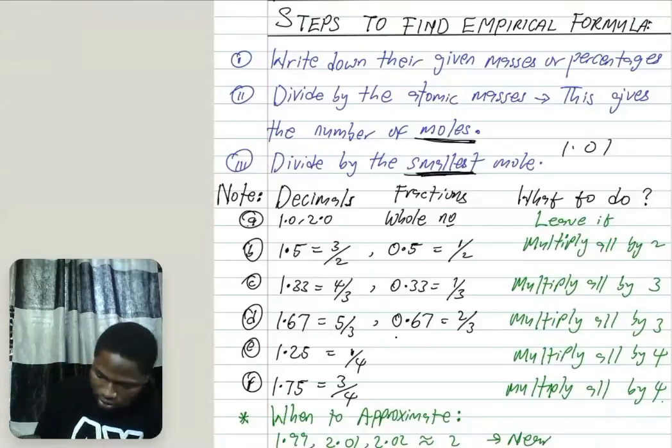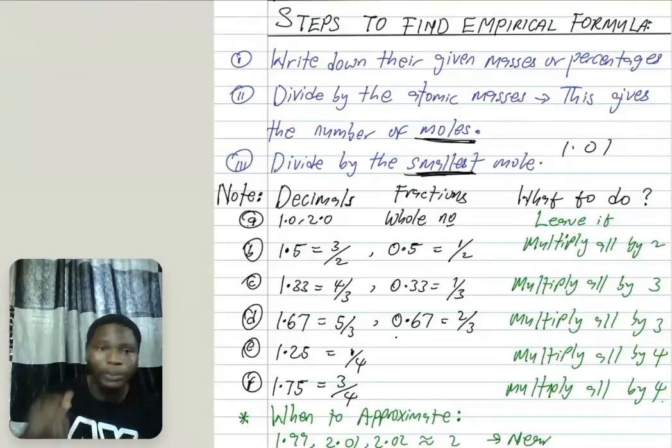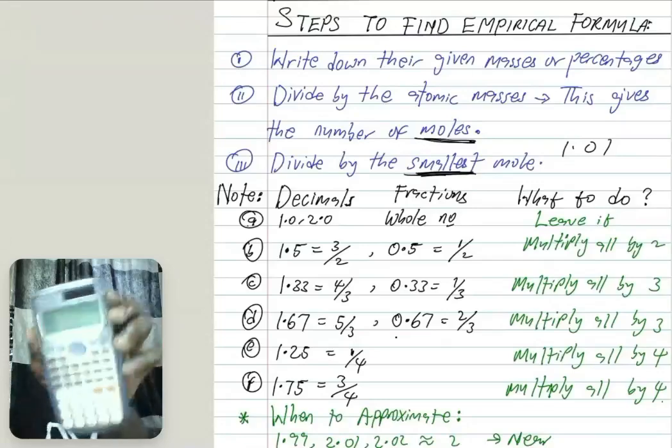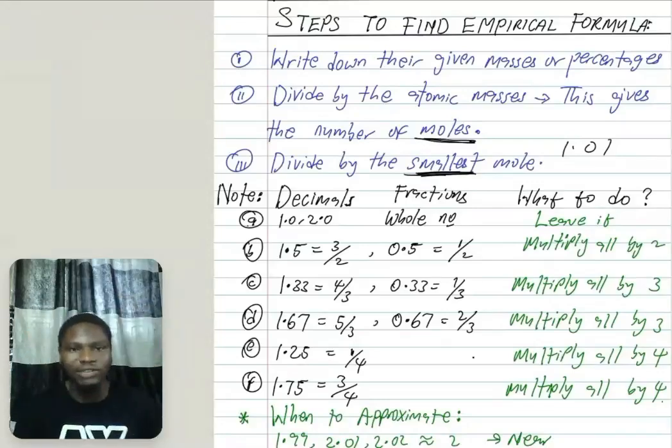Next, 1.67 is 5 over 3. You can cross check that. I'm sorry, my calculator. 5 divided by 3 is 1.6666667. So 1.67, that's 5 over 3. So what to do, I've been giving you here.